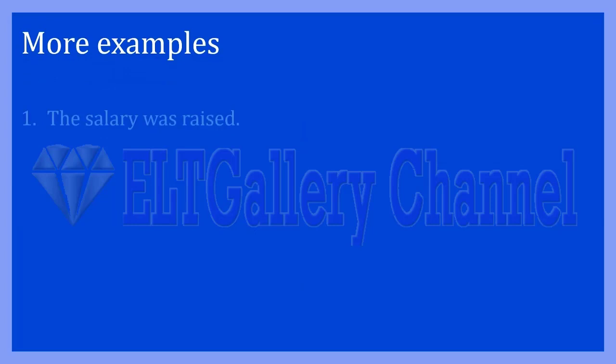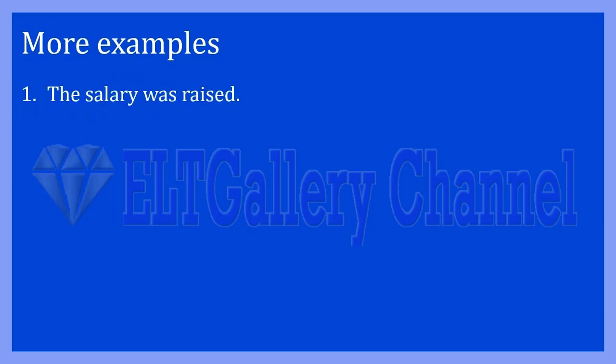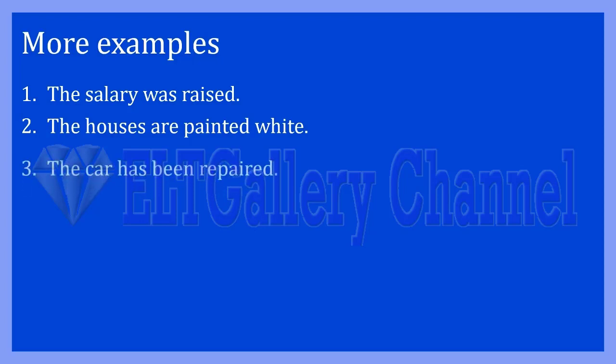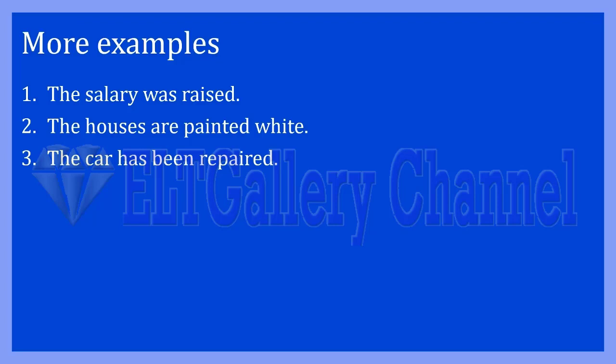Let's see more examples of the passive voice. We have, like, the salary was raised. This one is the ed form, but we call it the en form. Raised is in the en form. The houses are painted white. This is are because we have houses. Was because salary is singular. The car has been repaired, so the car has. And the choice of be here is been because it comes after has.